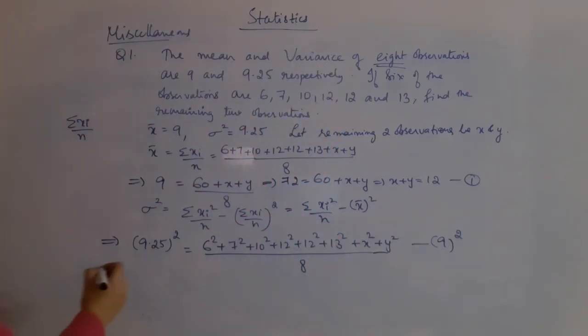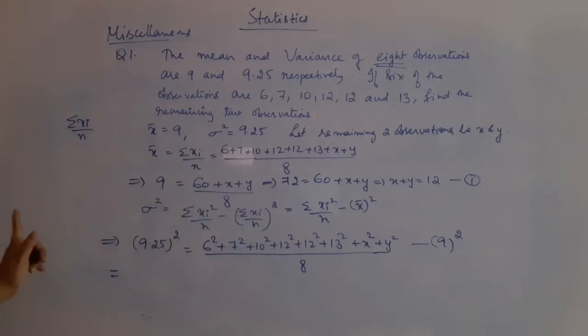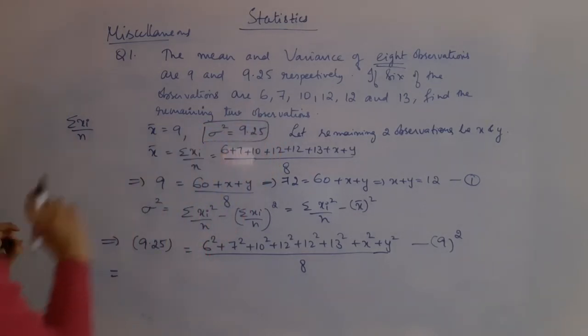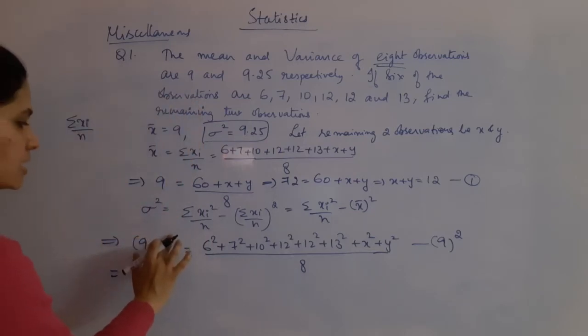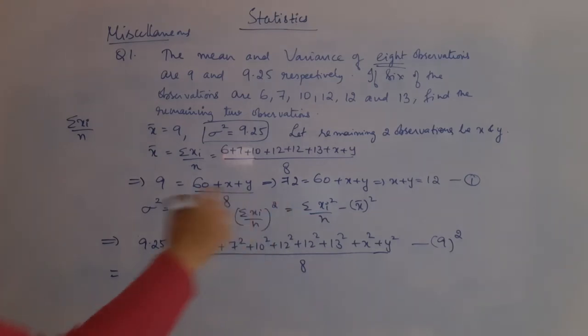Okay. This much is clear. Now you can take that 9 square to the other side, simplify, like that you can go. Okay, no need to take the whole square. This is sigma square alone, right? This is not standard deviation. This is given to be variance. So it is 9.25 alone, and there you have minus 9 square.